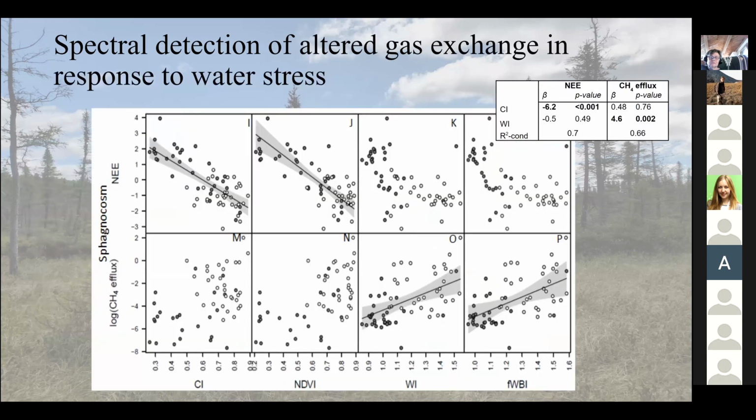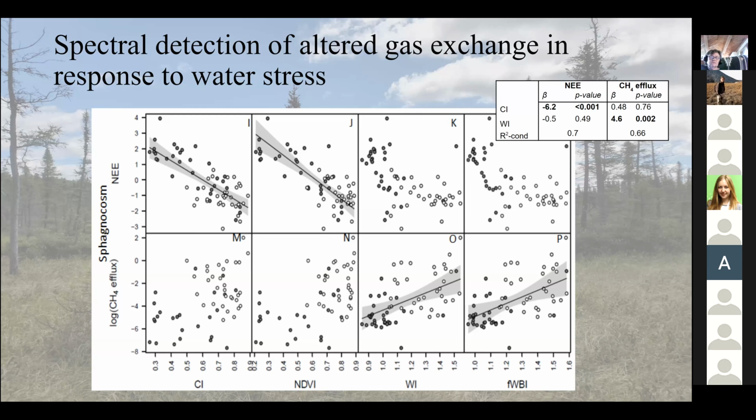And then this figure is comparing the spectral indices used to our methane fluxes and net ecosystem exchange. And you can see that the greenness indices, so CI and NDVI, were strongly negatively correlated with NEE. So as the moss was greener and the indices were higher, NEE became more negative, meaning CO2 was being taken in. And you can also see that our water content indices were positively correlated with methane emissions. So as the moss was wetter and the indices higher, more methane was emitted, which again makes sense when you're considering methanogenesis.